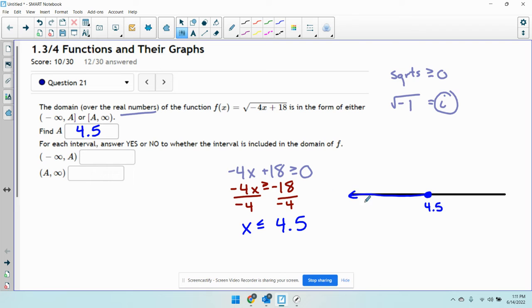And since it could be 4.5 or less, it's going to look like this, from negative infinity up to 4.5. So this will be yes, and this will be no. If it was greater than or equal to 4.5, these would be flipped.